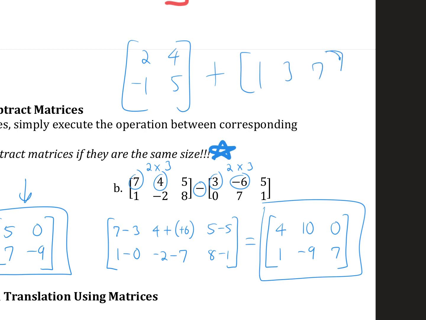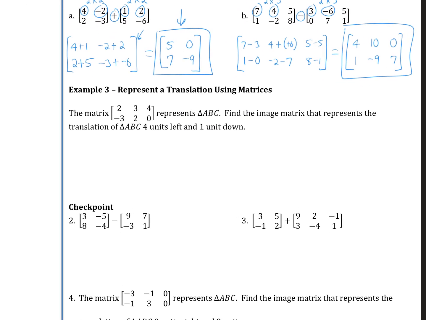Can I add these or no? I can't, right? Because this is a 2 by 2, and this is a 1 by 3, right? There's one row and 3 columns. So this one would not work, okay? That's what I mean by it not working, okay? All right, sounds good.